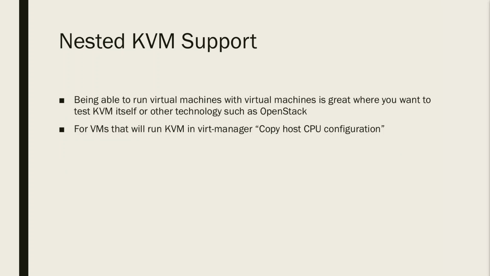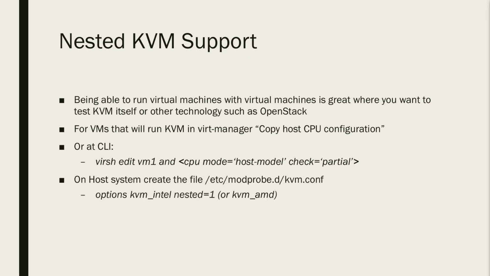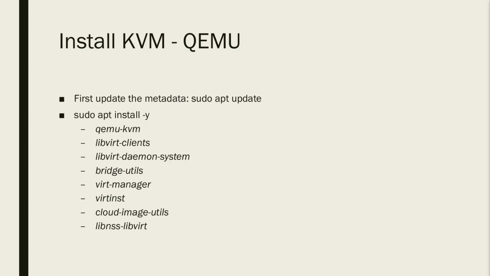When we're looking at our nested KVM support, we can go through and set in our graphical virt-manager the copy host CPU configuration, or use virsh edit with the VM name and set host-model for our CPU mode. For our host system, so we only need to do this on the physical host, make sure that we've allowed nested virtualization, setting the option for when the module loads. And then installing it, we've seen the packages that we've looked at during this brief webinar. If we set this up, we'd have both QEMU and KVM virtualization, as well as the tools that we need to manage it in the way that we've seen.